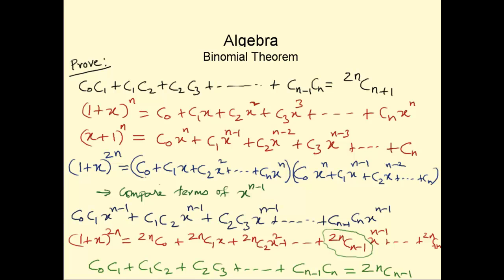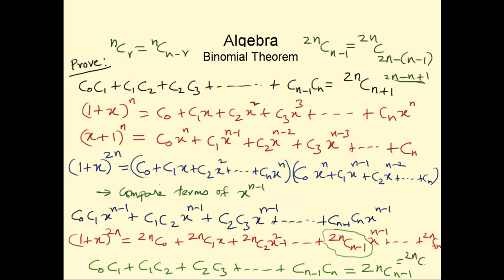And one of the properties of binomial coefficients says that nCr is equal to nC(n minus r). Therefore, 2nC(n minus 1) would be equal to 2nC(2n minus (n minus 1)). So what is 2n minus (n minus 1)? That is 2n minus n plus 1, right? So 2n minus n is n, so this is n plus 1. So there you go. This is nothing but 2nC(n plus 1), and that is what you need to prove.